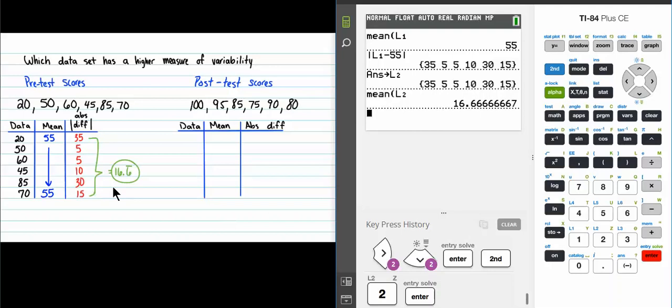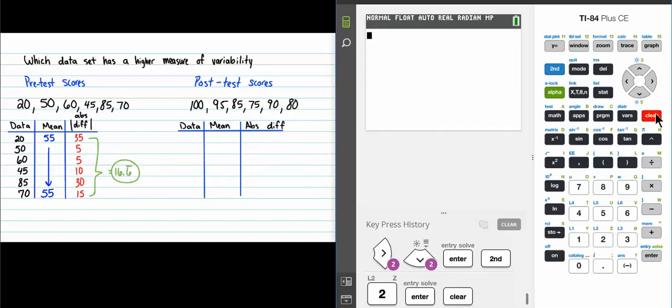Now again, I'm comparing these two MADs. So I'm not actually done yet until I compare this answer to this answer. So which of these has a higher measure of variability? Which one has a higher spread? So notice these scores, and now let's go check these scores. I'll go ahead and do this the regular method. I'll type it all in just so y'all can see the difference.